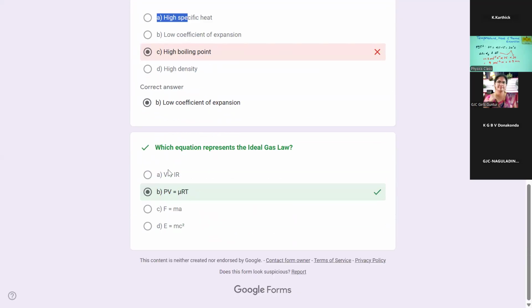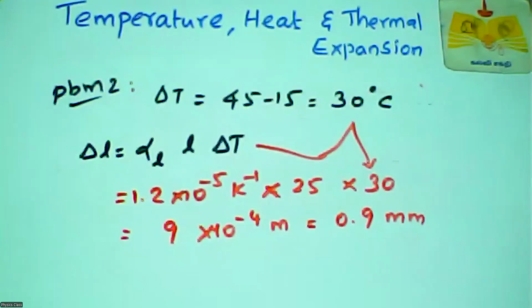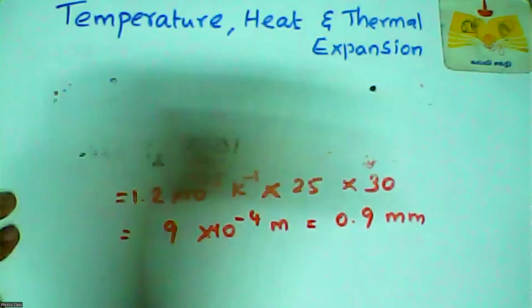Pyrex glass has a low coefficient of expansion. Clear? Okay. And the final one, which equation represents the ideal gas law? Yeah, PV is equal to nRT. Yes, correct. Good. Clear? Okay. Right. So now summary.